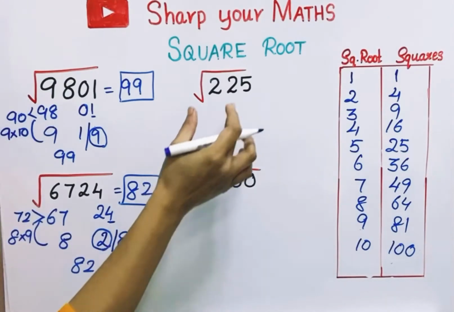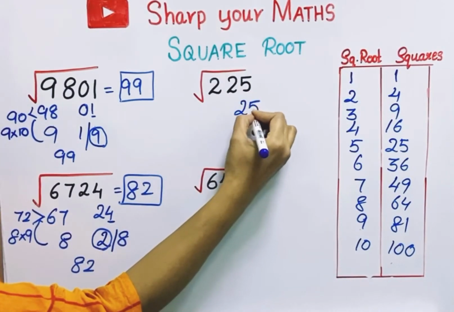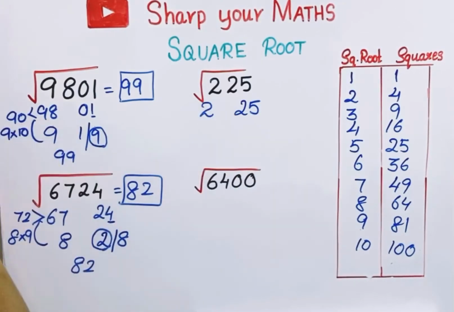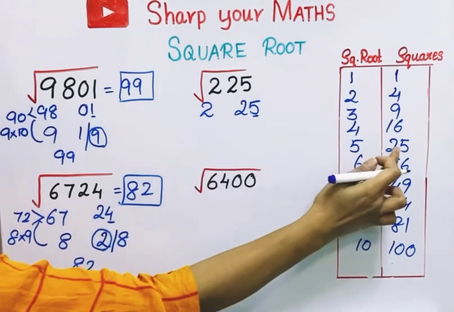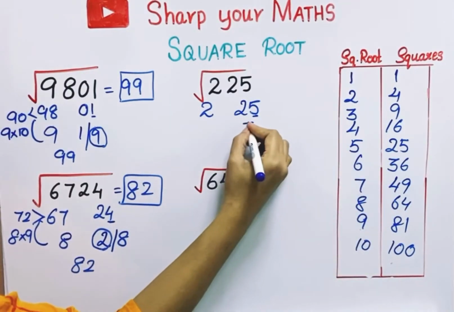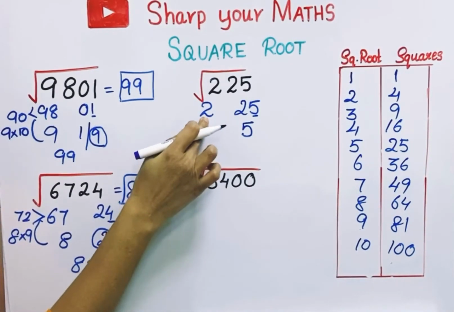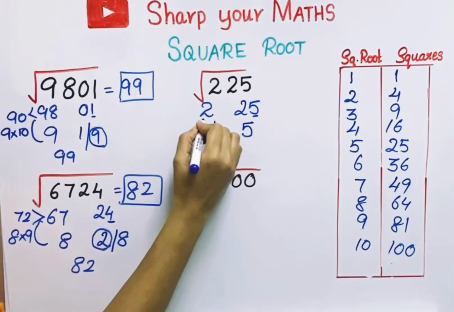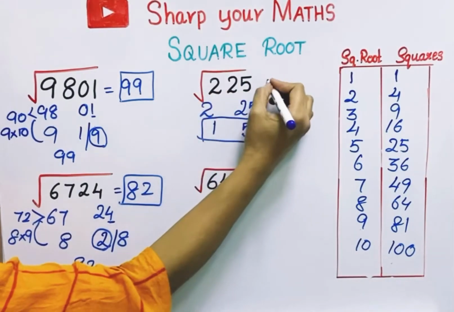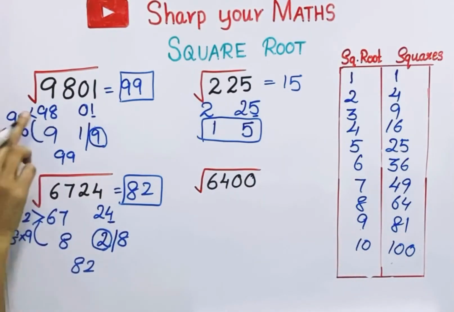Okay. Next, to find the square root, take the number, separate into groups. Last 2 digits one group, the remaining is another group. Check the unit digit, it ends with 5. If it ends with 5, then its square root has to end with only 5. Then take this 2, it's close to the square 1. Square root is 1. So it means its square root is 15. No need to go to this step.